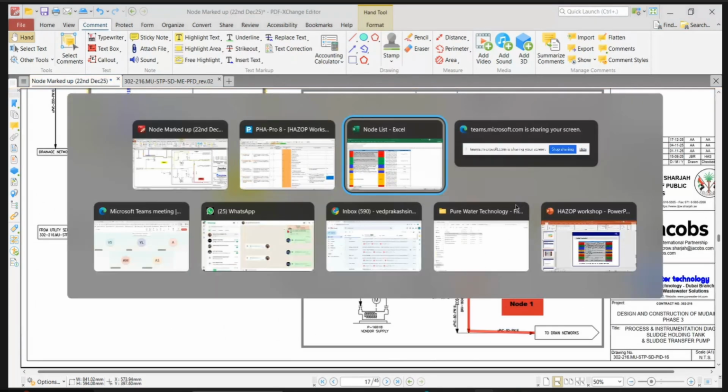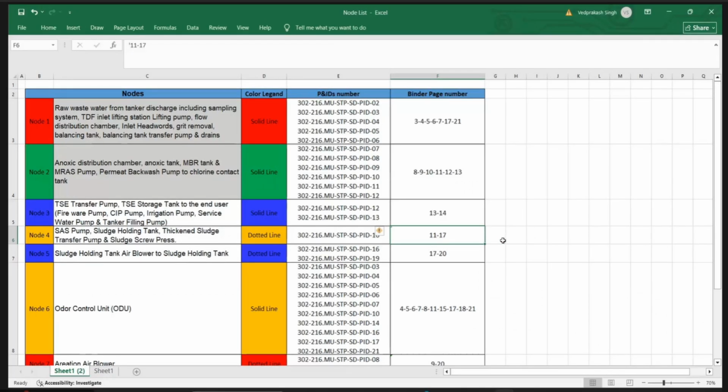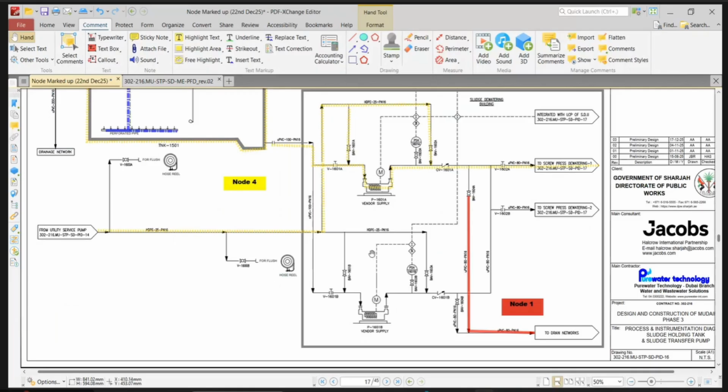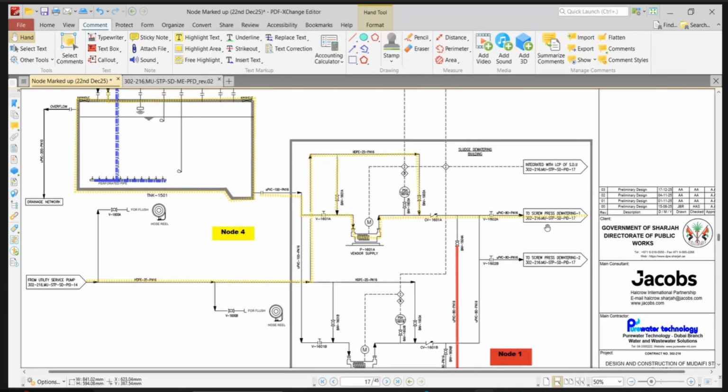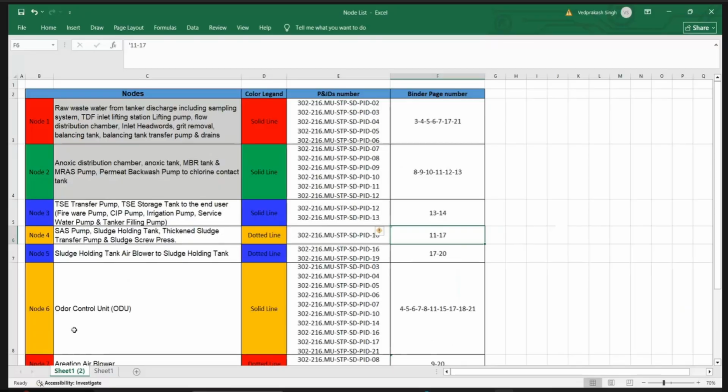In the employer's requirements, we have requested to provide the flow meter on the sludge line so that overall you can do the mass balance, right? Without the flow meter, how do we do mass balance?